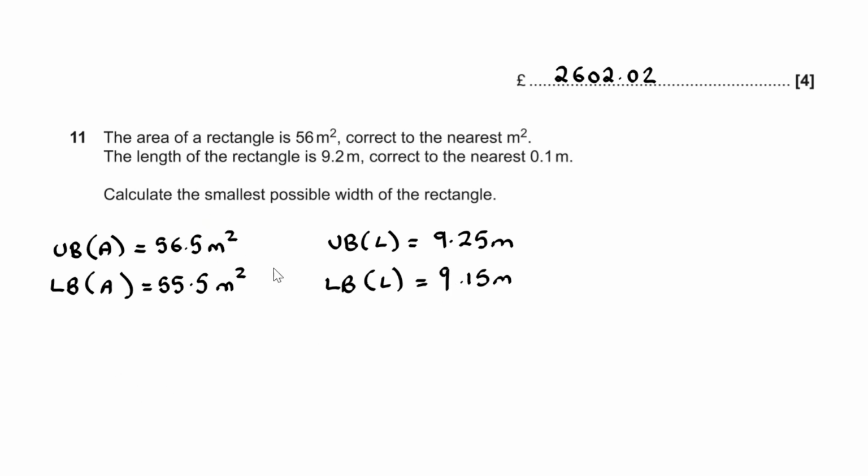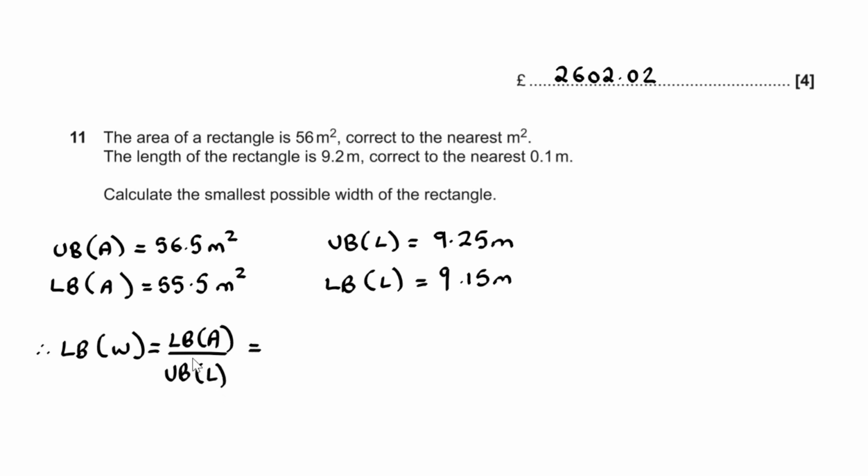Well, we want to calculate the smallest possible width of the rectangle. So to calculate the width, we do area divided by length. Now, because we are finding the smallest possible width, we need to find the lower bound of the width. So the lower bound of the width will equal, well, we want the value of this to be as small as possible, so we want the lower bound of the area divided by the upper bound of the length.